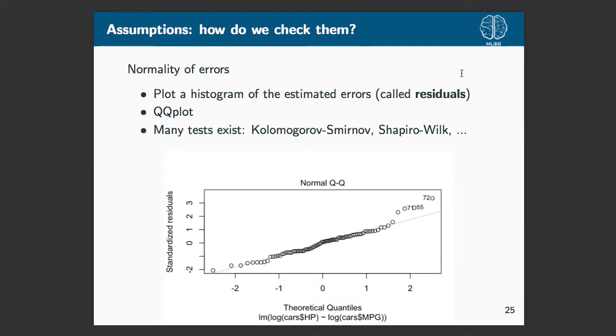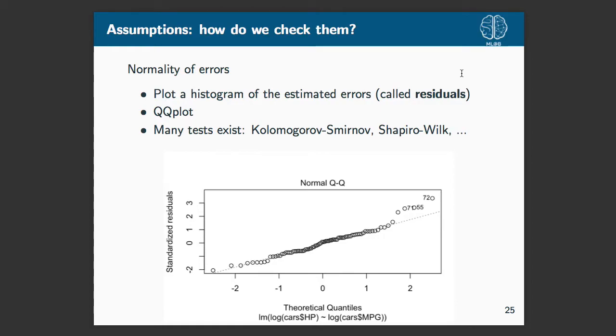So normality of errors. How do I check if my errors that I don't observe are normally distributed? Well, I can check the residuals, not the errors, because the residuals I observe, the errors I don't. The first thing I can do is plot a histogram of the residuals. And if the residuals were indeed normally distributed, then the histogram should look like a normal curve, nice and symmetric, a bell curve. One other thing I can do is a QQ plot.